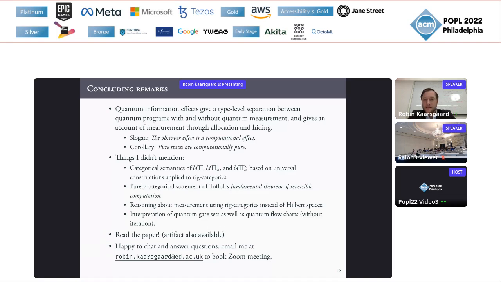Now, there's a bunch of things that I didn't mention in this talk, but which, if you think are interesting, you can look at in the paper. So all of this is based on a categorical semantics based on universal constructions applied to grid categories. So if that sounds interesting to you, read the paper. We also give a purely categorical statement of Toffoli's fundamental theorem of reversible computation. We show how you can use this framework for actually reasoning about measurement without using Hilbert spaces, just use grid categories instead. And finally, we also give an interpretation of some quantum gate sets and quantum flowcharts without iteration. So yeah, read the paper. We also have an artifact if you want to play around with that.